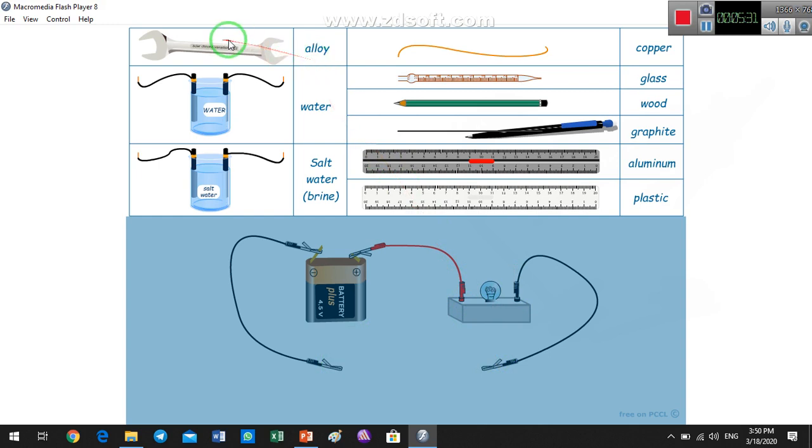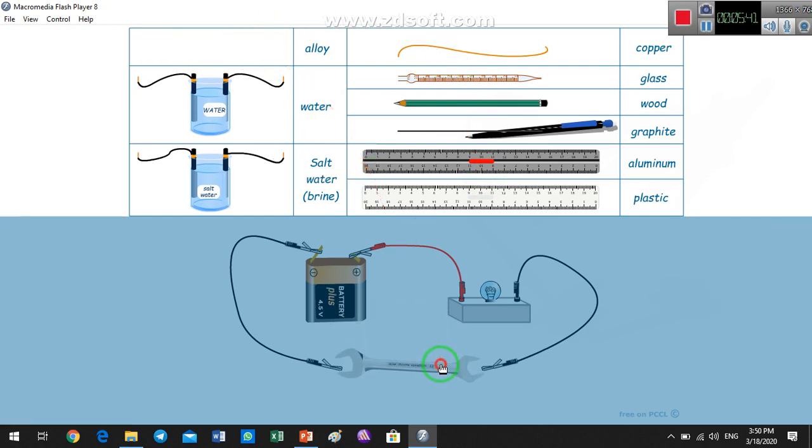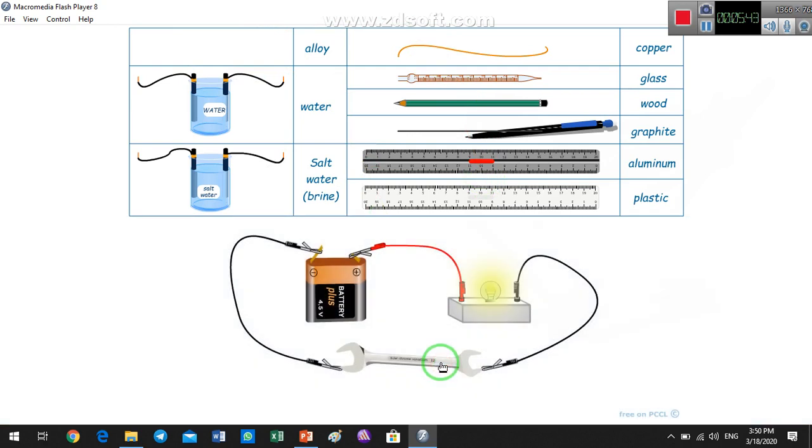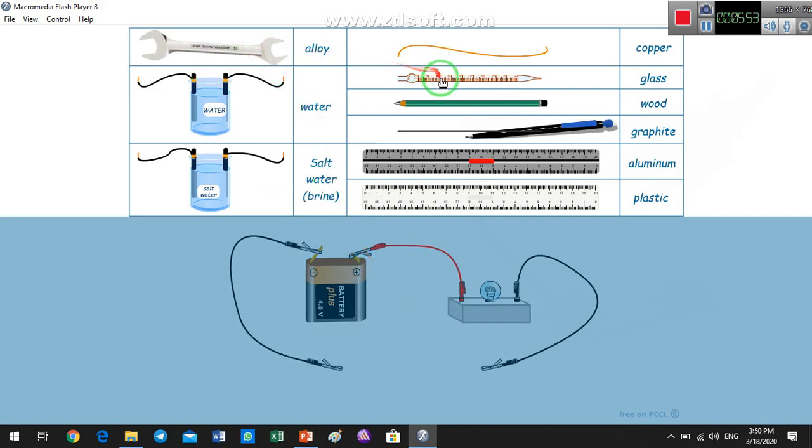Now we want to know which one of these materials is a conductor and which one is an insulator. We will try first the alloy. If we put the alloy in here, we notice that the lamp will light up, which means that the alloy allows the flow of electric current, which means that alloy is a conductor. Now we will try another material, glass. When we put glass in here, we notice that the lamp did not glow, which means that glass did not allow the pass of electric current, so glass is an insulator.